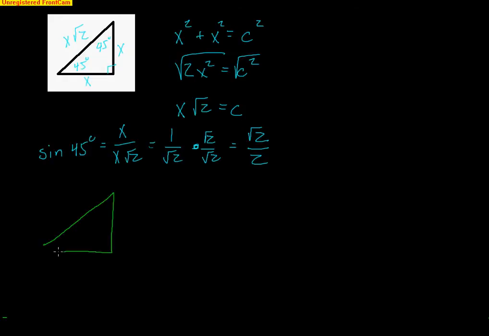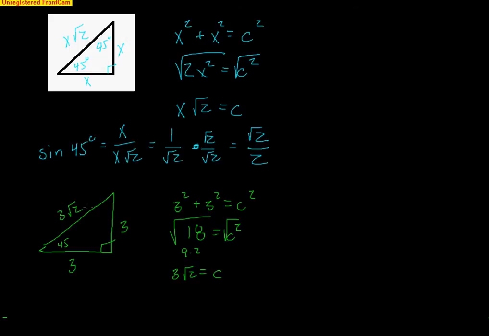Let's draw another triangle here. If this is 3, then this is 3, if this is a 45-degree angle right here. And 3 squared plus 3 squared equals the hypotenuse squared. That's 9 plus 9 is 18 equals the hypotenuse squared. Square root both sides. 18 is 9 times 2. That's 3 radical 2 for my hypotenuse. So my hypotenuse is 3 radical 2.